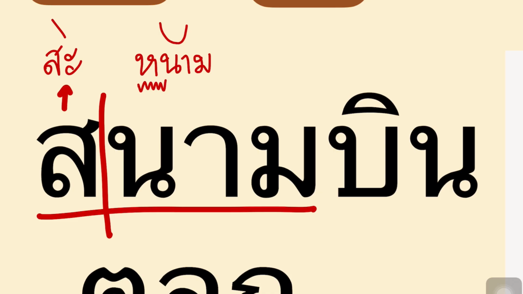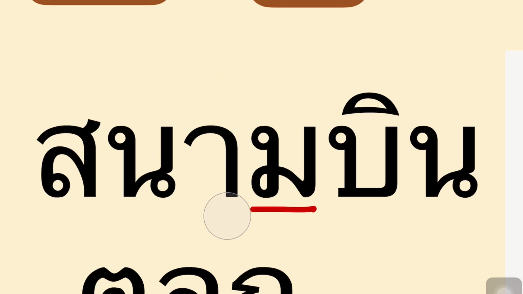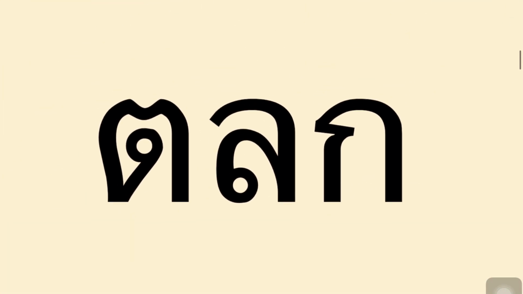Also notice how I didn't say sa nam bin like that when I'm saying it fast. I just go sanam bin, because that's how you do it. When you say the word fast, you just go sanam bin, sanam bin.